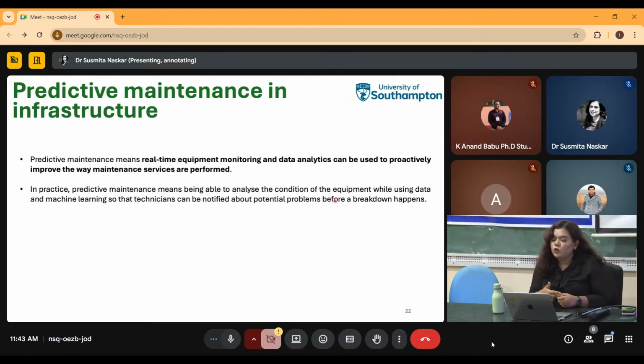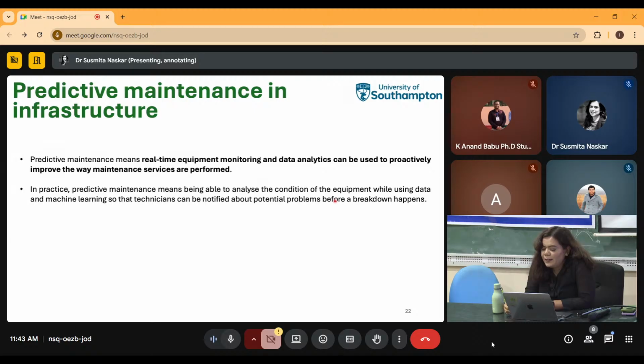So now let's move on to another important topic, which is predictive maintenance in infrastructure. What do we mean by predictive maintenance of the infrastructure? Basically, predictive maintenance usually means real-time equipment monitoring and data analytics to proactively improve how maintenance services are performed. Rather than waiting for something to break down, predictive maintenance allows us to anticipate problems before they occur in the infrastructure.